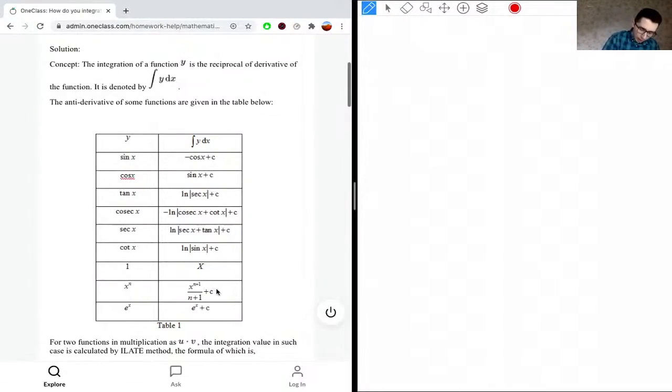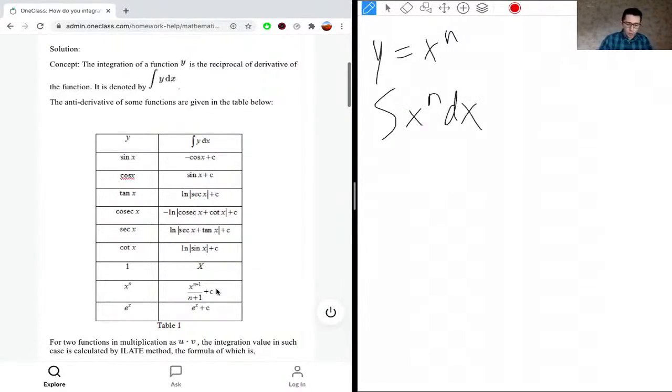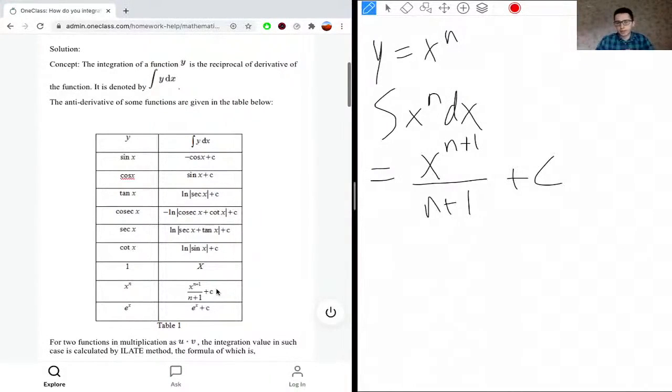So if we had y is equal to x^n and we want to evaluate the integral of this function, so we do the integral of x^n dx, where n is just any kind of number. We would get the following. So we get x to the power of n plus 1 over n plus 1, plus c. So this is the standard formula for evaluating a function represented with x variables. So we can go through a simple example.